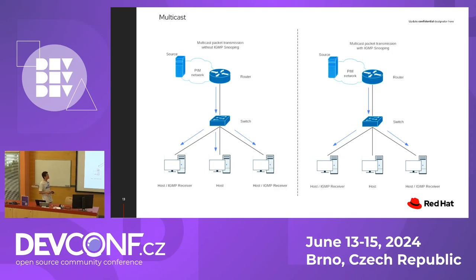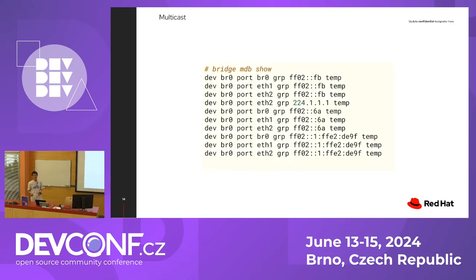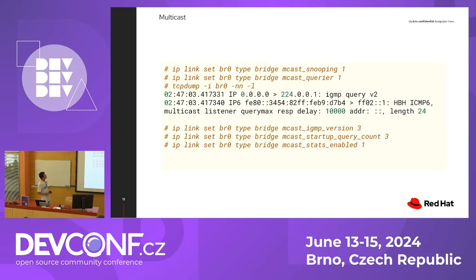So after enabling IGMP snooping, the switch will learn the groups the ports join, and send the packet only to the receivers. Same as unicast, we have a multicast MDB. And it's the same as unicast: each port has its related multicast groups, including IPv6 groups and IPv4 groups. So how to enable it is easy, we just set multicast snooping to one.